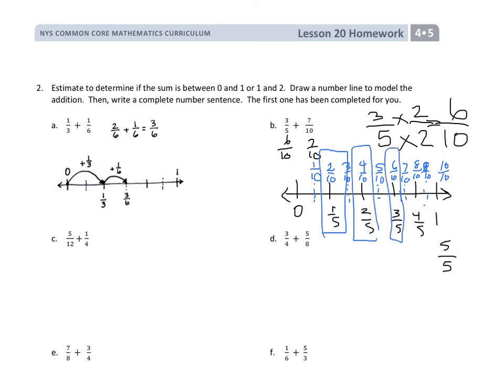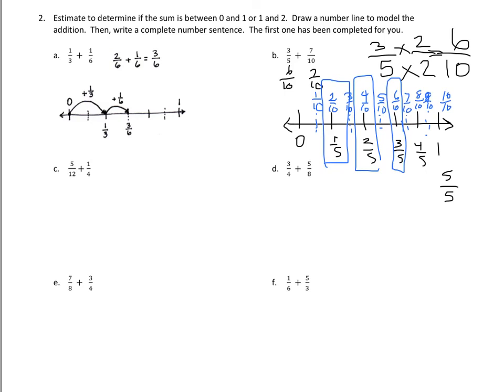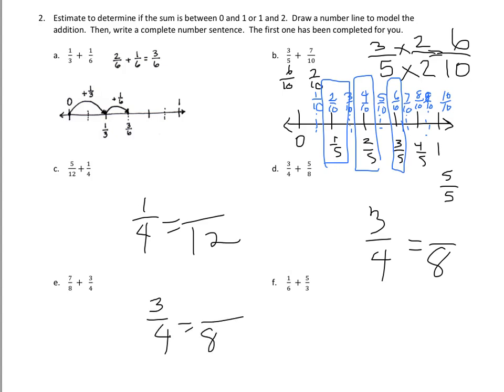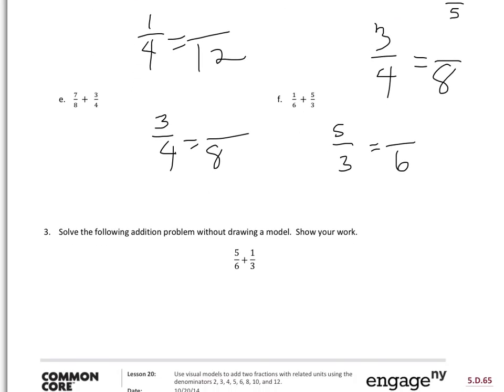So if we look back, students are going to continue to go on, and again, the number line is just a helpful way to see equivalents. They can always solve mathematically. They're going to want to change fourths into 12ths, fourths into 8ths in this problem, fourths into 8ths again, and then 5/3 into 6ths. So students are going to complete that.